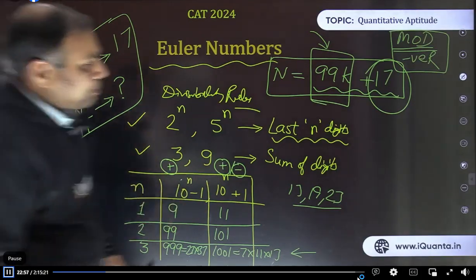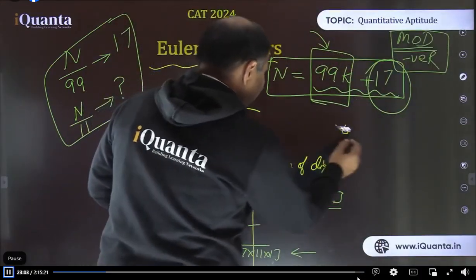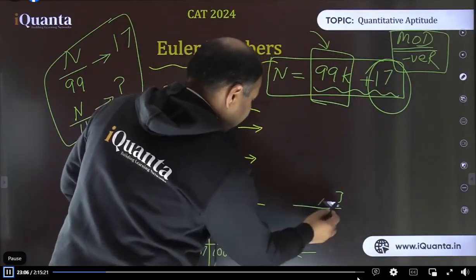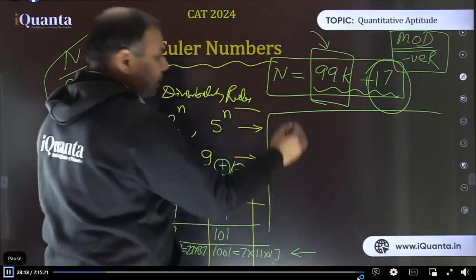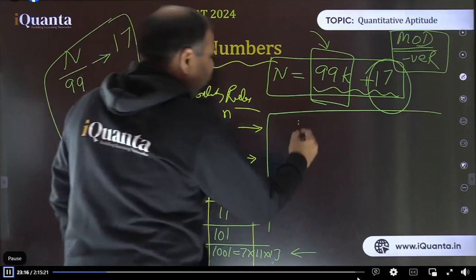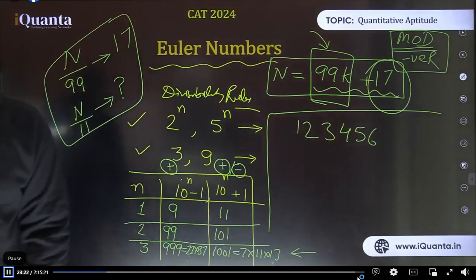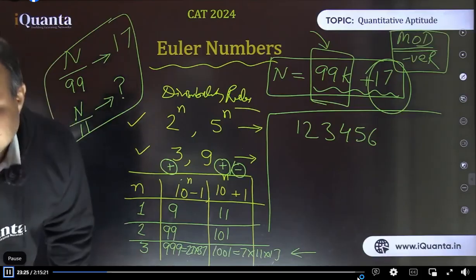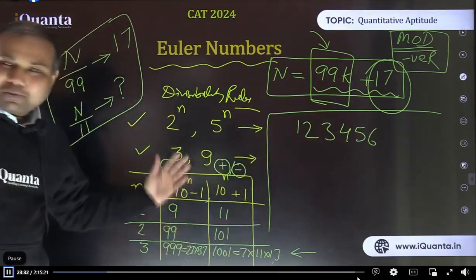Okay, let me take an example for this. I'm creating some space here. Say my number is 1, 2, 3, 4, 5, 6. Let's take a small number, not a very big number. I'm telling you how to take the terms, how to use these results. Let's take this number and find the remainder with all these divisors.